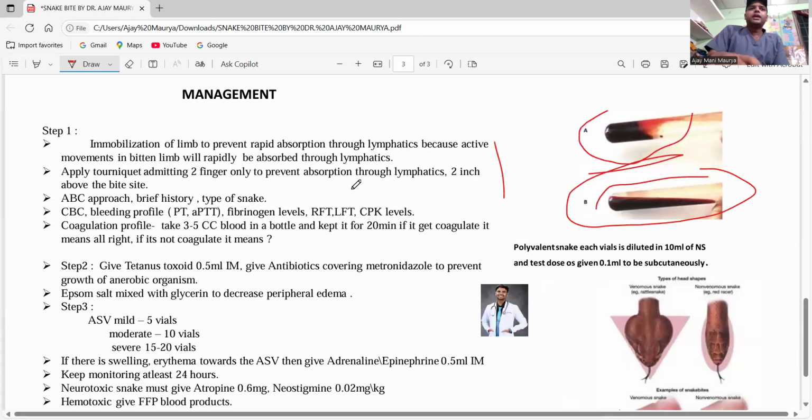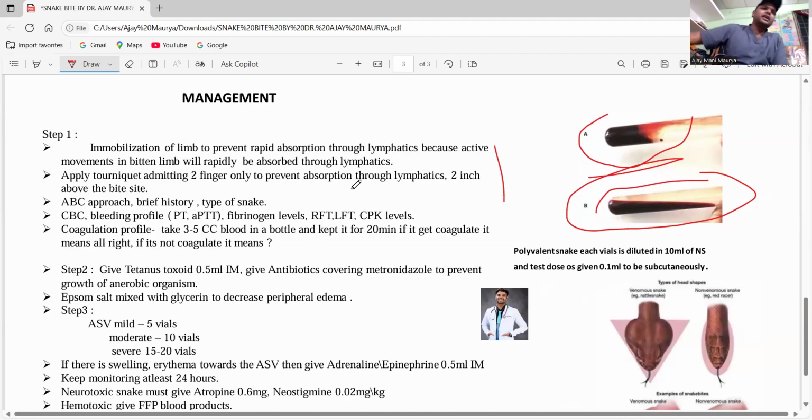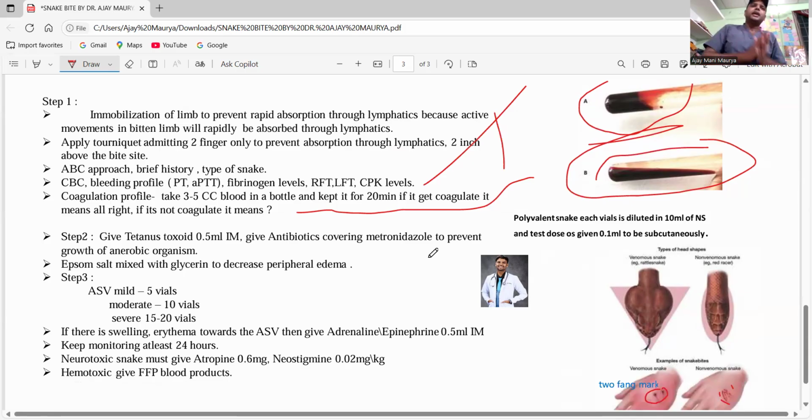Then you have to send everything: bleeding profile, APTT, PT, fibrinogen levels, RFT, LFT, everything for the investigations. Then immediately, guys, you have to give the tetanus toxoid, 0.5 ml IM, and you have to give antibiotics such as metronidazole or ceftriaxone to prevent the growth of anaerobic organisms.